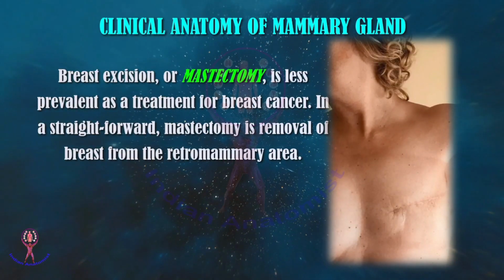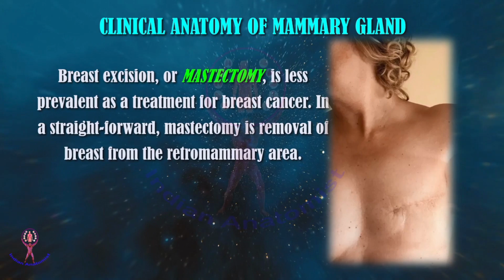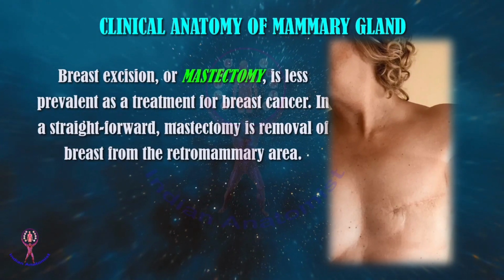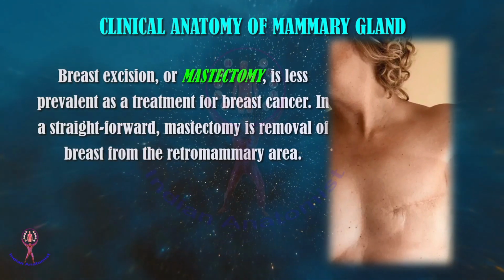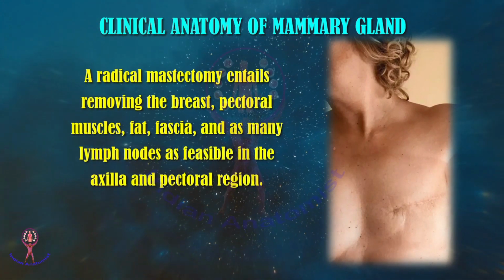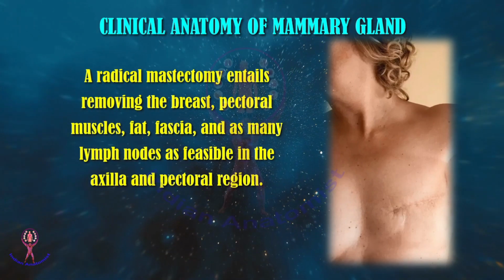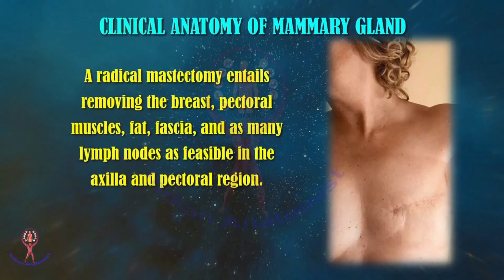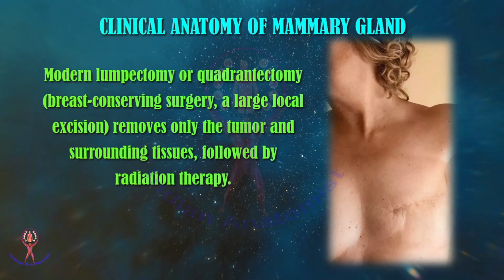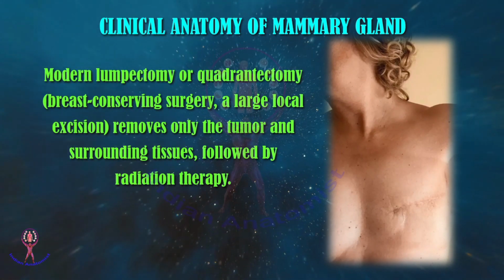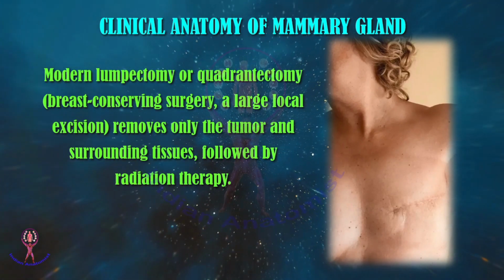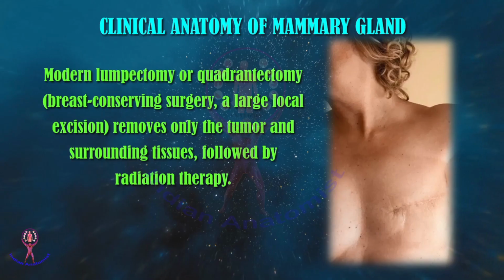Next is mastectomy. Mammary gland excision, called mastectomy, is less prevalent as a treatment for breast cancer. The mammary gland is removed from the retromammary area. The radical mastectomy entails removing the breast, pectoral muscles, fat, fascia, and as many lymph nodes as feasible in the axilla and pectoral region. Modern lumpectomy or quadrantectomy is a breast-conservative surgery. A large local excision removes only the tumor and surrounding tissues, followed by radiation therapy.